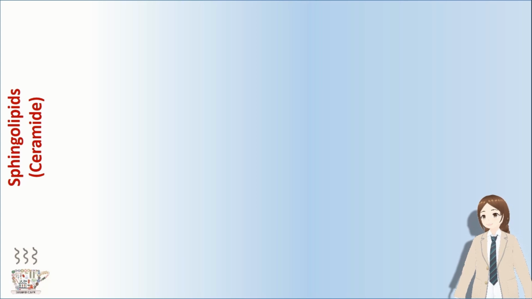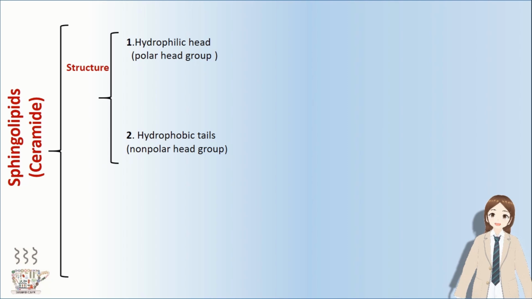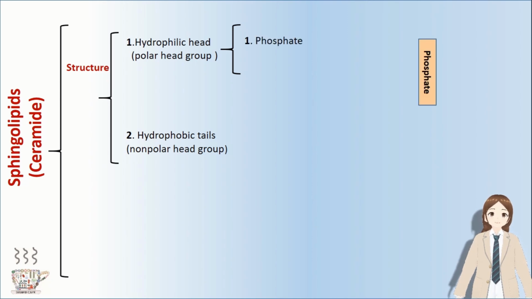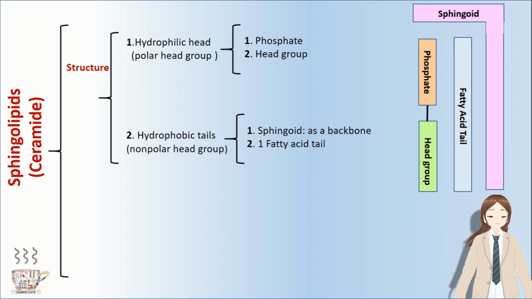Another important class of phospholipids is the sphingolipids or ceramide, which are built from sphingosine rather than glycerol. They have 2 parts in their structure: hydrophilic head or polar head group and hydrophobic tails or nonpolar group. Hydrophilic head contains phosphate and head group. And the nonpolar group contains a sphingosine as a backbone and one fatty acid tail.